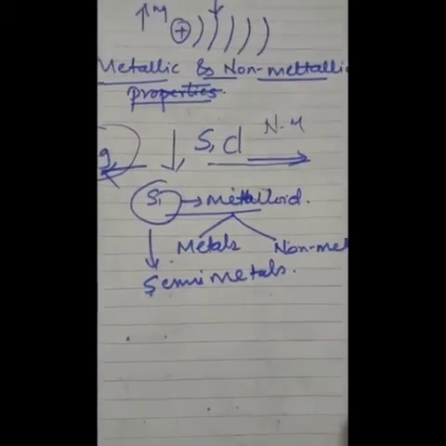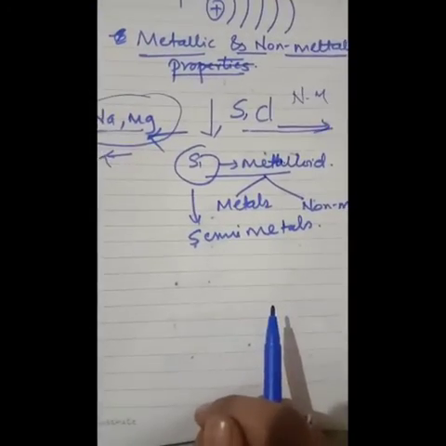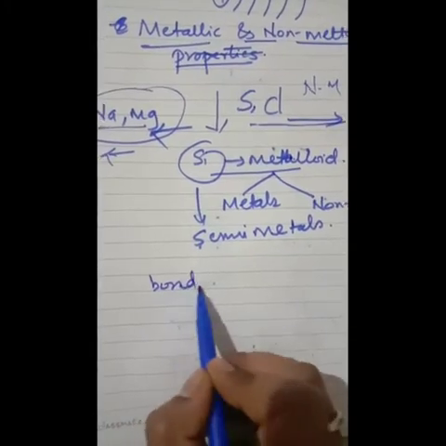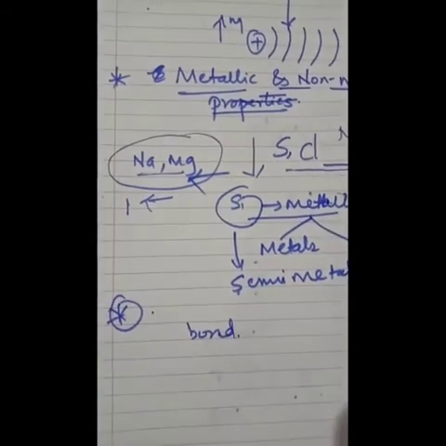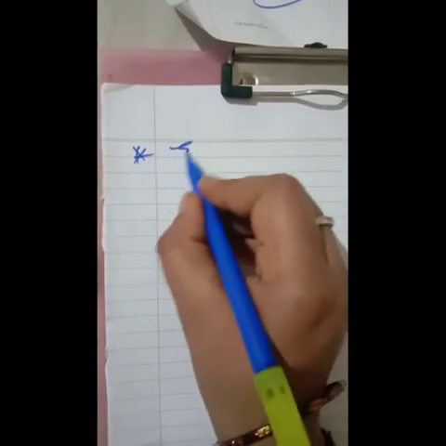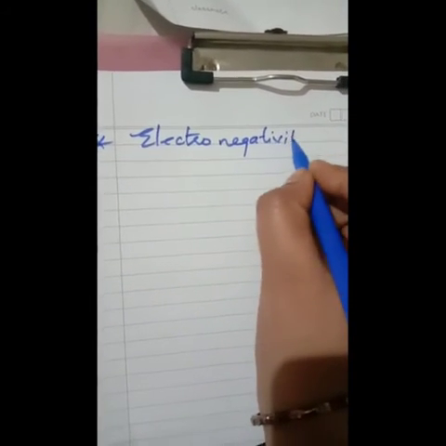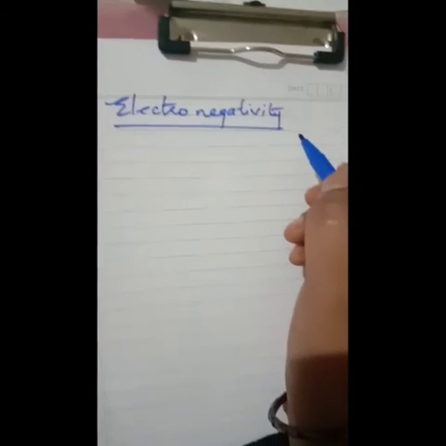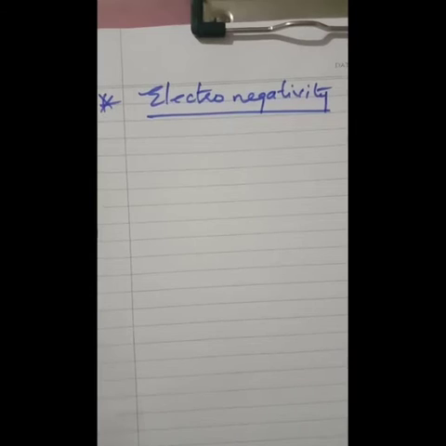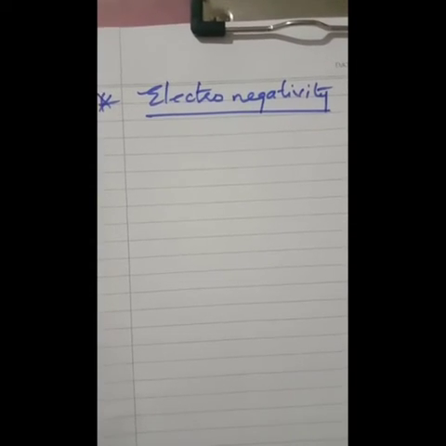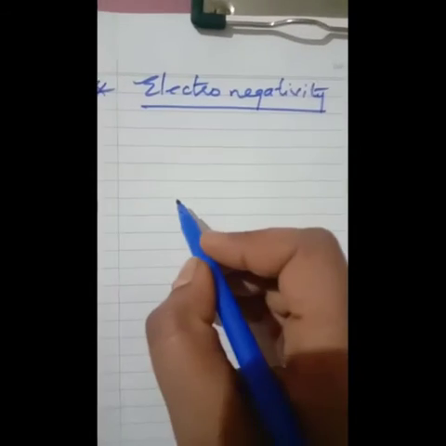I'll explain this. In chapter 3 we have learned that metals tend to lose electrons when they are forming bonds. Now we are studying electronegativity. So in chapter 3 we learned that metals lose electrons when they form bonds between the elements, so that is said to be electropositive if they lose. If they gain, that is said to be electronegativity.